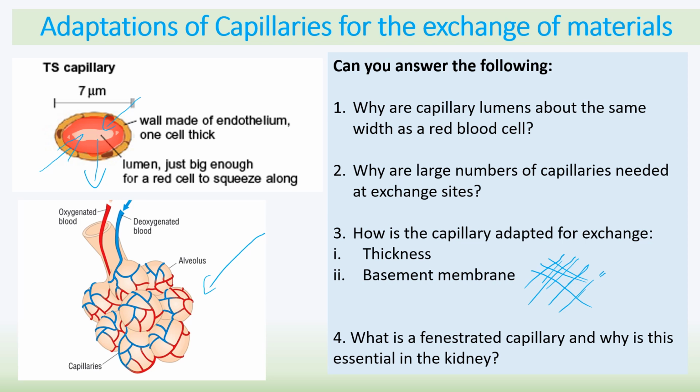Now in some capillaries, including the kidney, there is what we call a fenestrated capillary, and this is when there are greater numbers of large pores in the capillary wall. They allow large volumes of tissue fluid to be produced, which speeds up the exchange between the tissue cells and the blood. And in the kidneys, this is really important.